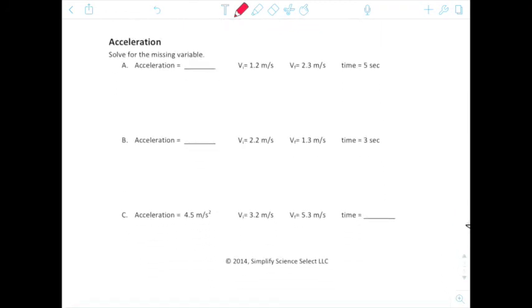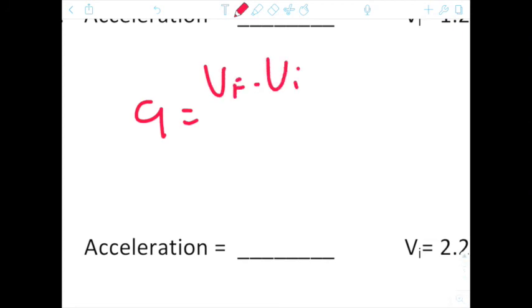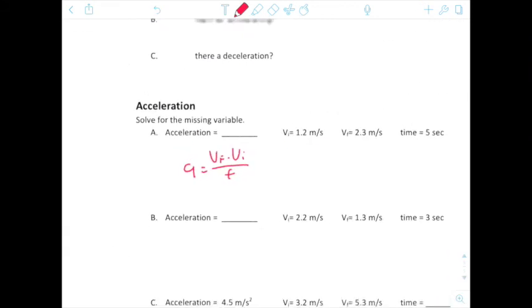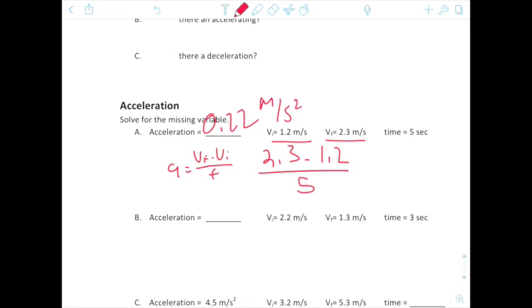Now looking at the acceleration equation, solving for the unknown variables. Remember that acceleration equals velocity final minus velocity initial all over time. So we're going to have our final velocity minus initial velocity, so 2.3 minus 1.2 all over 5 seconds. And we get an acceleration of 0.22, and this would be meters per second squared.